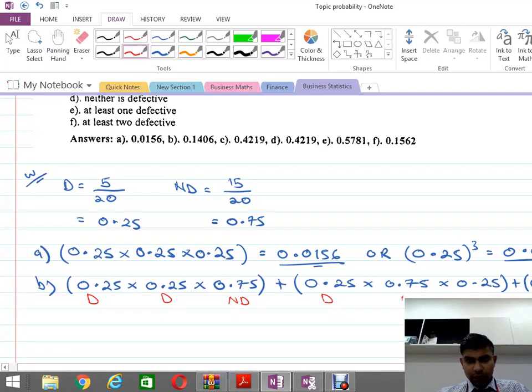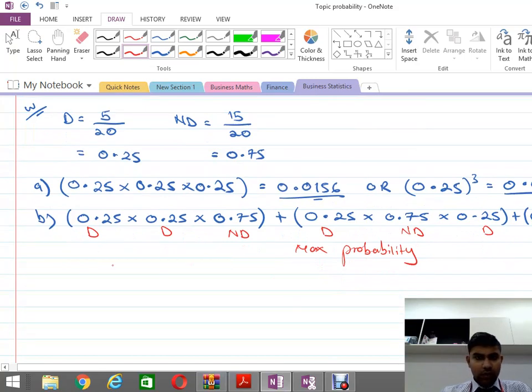So what have been defective, non-defective, defective, non-defective, defective, defective. So that's a maximum. Okay, you must find the maximum probability or the maximum outcomes. Okay, so that will give you the answer. How much? So that will give you 0.1406. Correct.